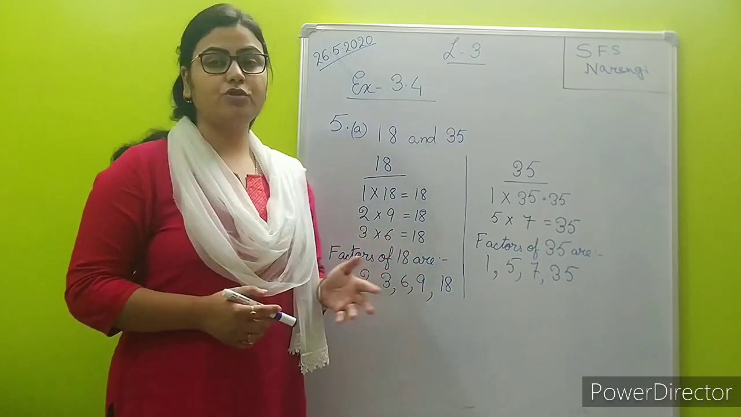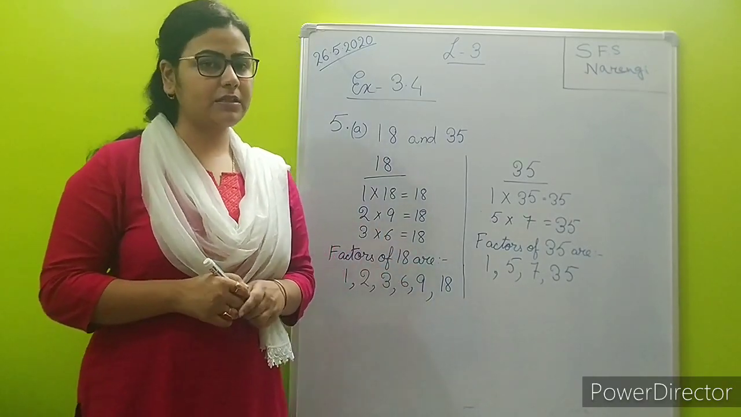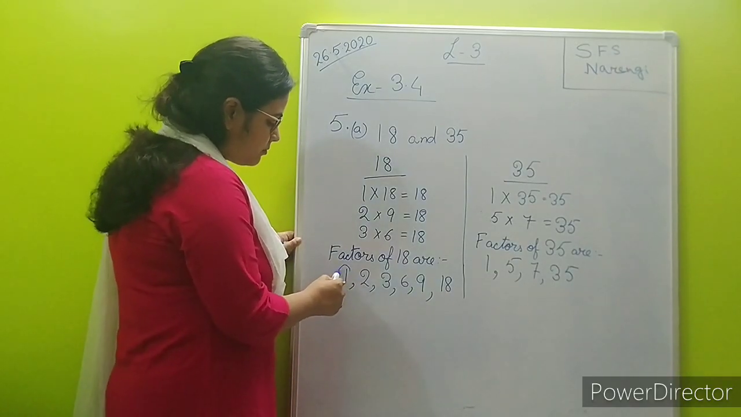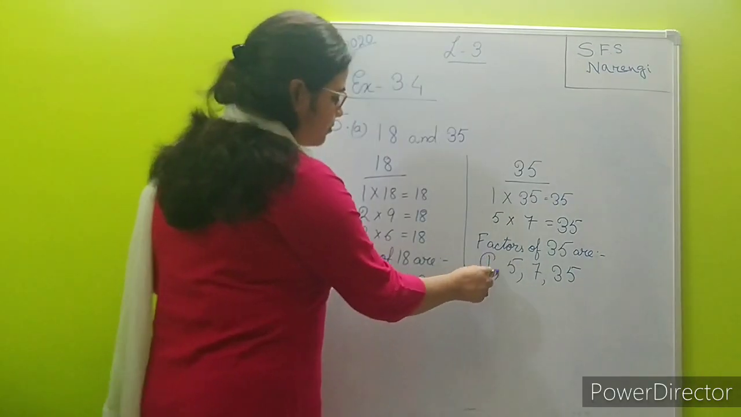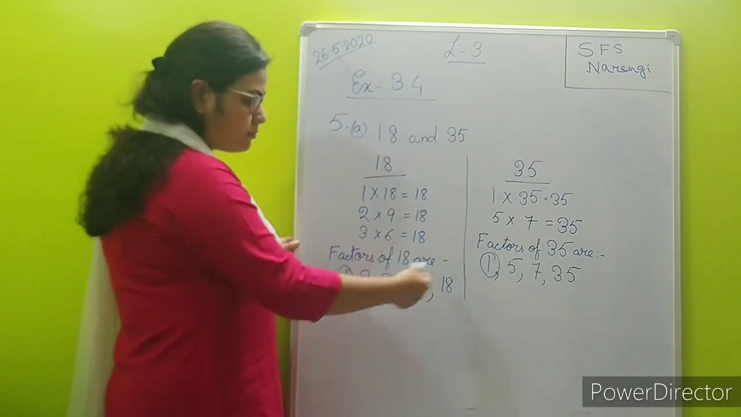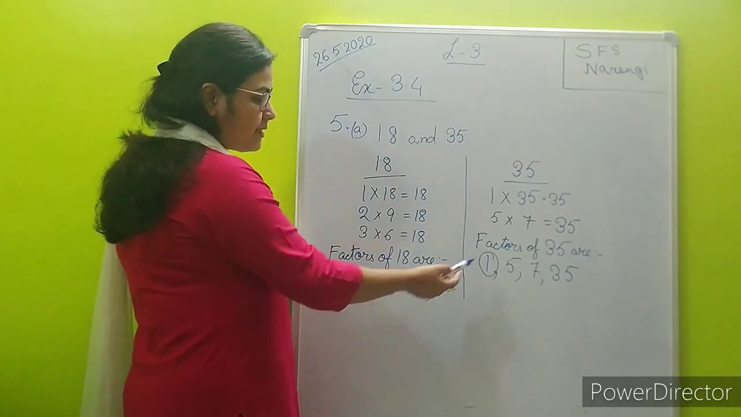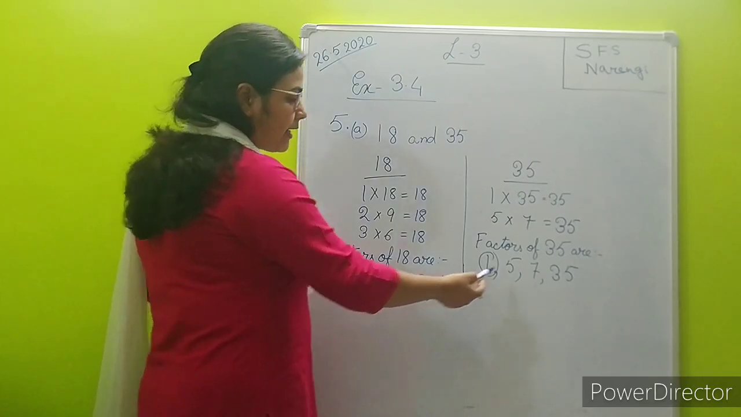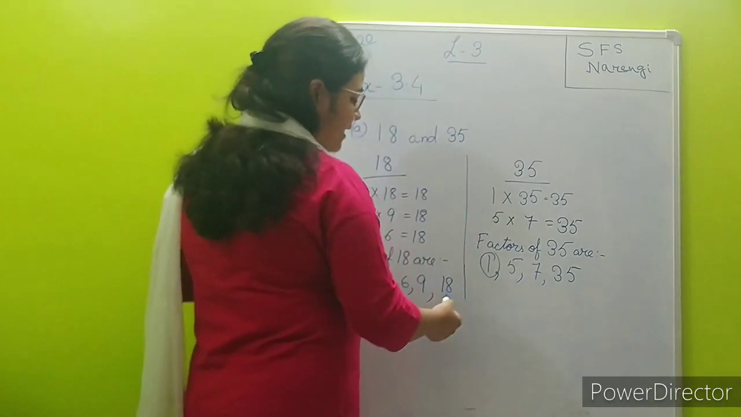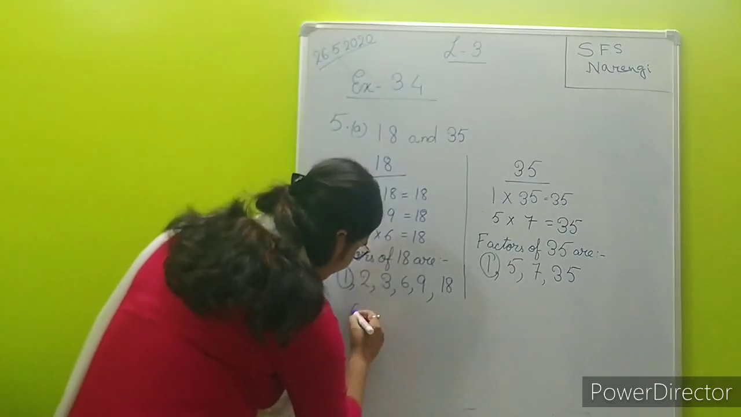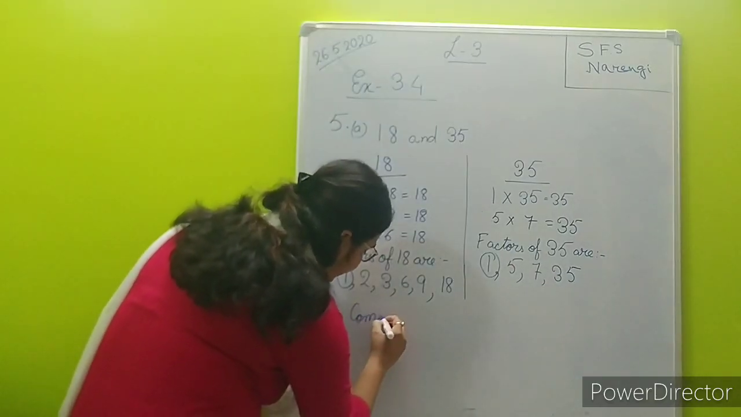So now children, what are the common factors that we can find? We are having 1. 2, not there. 3, not there. 6, not there. 9, not there. 18 also not there. So what are the common factors? What are the common factors, children?